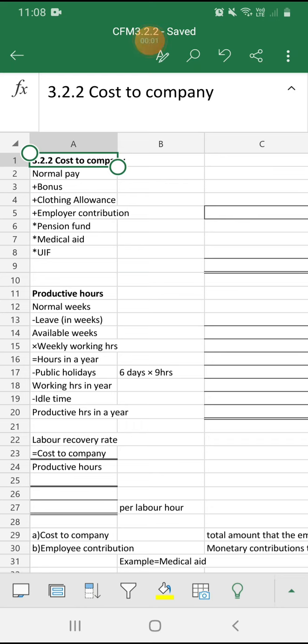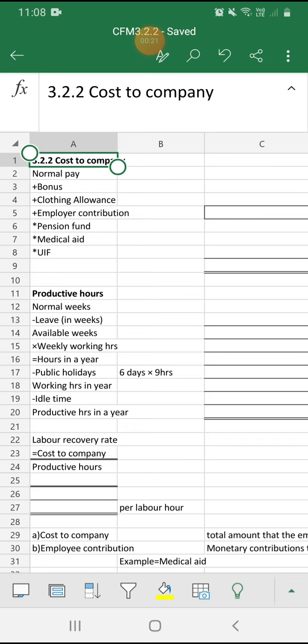Hi everyone, this is a tutorial video on question 3.2.2, which is the Davis and Davis factory question. In this question, we were required to calculate the labor recovery rate for Bridget Kumalo. So let's start with the question.